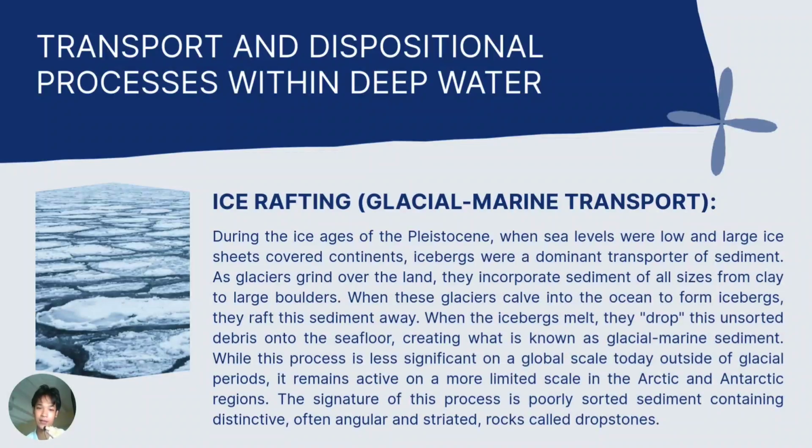When the icebergs melt, they drop this unsorted debris onto the seafloor, creating what is known as glacial marine sediment. While this process is less significant on a global scale today, outside of glacial periods, it remains active on a more limited scale in the Arctic and Antarctic regions. The signature of this process is poorly sorted sediment containing distinctive, often angular and striated rocks called dropstones.